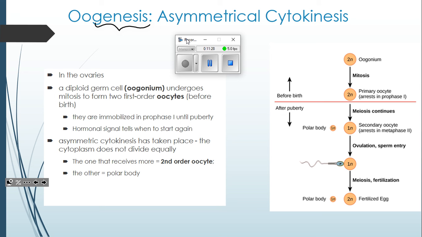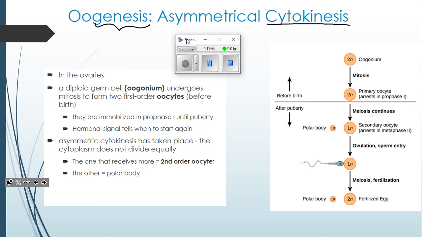Anyways, this is not symmetrical. And we're specifically talking about cytokinesis, which you already know about. That's the division of the cytoplasm and the contents of the cytoplasm of the cell. Because of course, we've already divided the nucleus during the process of, in this case, meiosis.